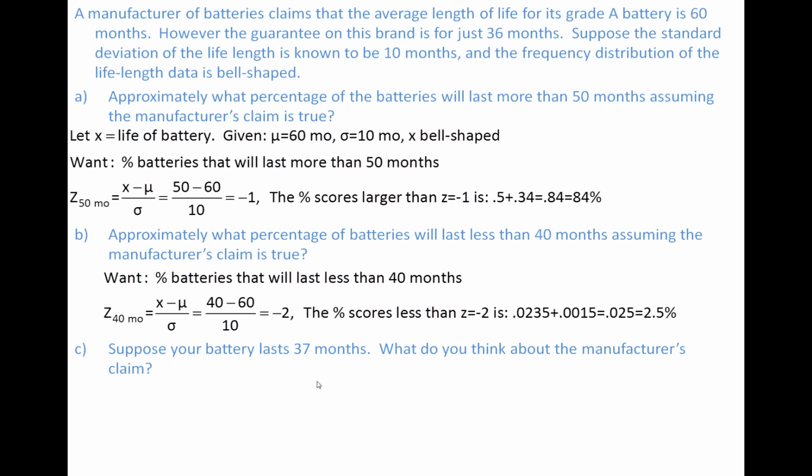Okay, so now part C, suppose you get a battery and it lasts 37 months. What do you think about the manufacturer's claim? So in other words, your battery doesn't last very long. According to the manufacturer's claim, it should last 60 months and yours only lasts 37 months. Right? So you're in that lower tail. Only 2.5% of the batteries should be in that lower tail, and you got one of them. So what do you think about that? Well, either you got an unusually bad battery, and that was an unusual event, or what the manufacturer says is simply not true. So those are the possibilities there.